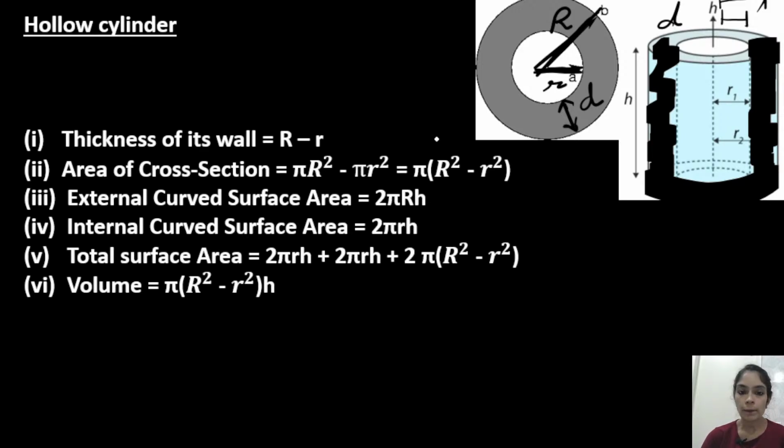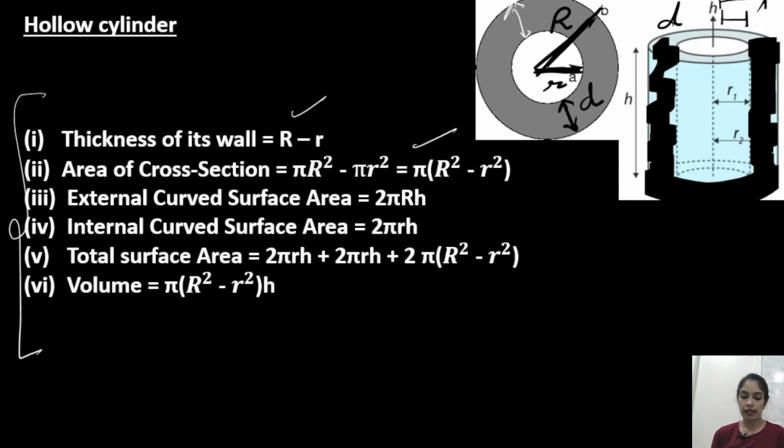Thickness of its wall means this part. We can find this with the help of this formula, capital R minus small r. Capital R is the outer radius or external radius. Small r is the internal radius. So area of cross section is this. You can make a note of all these formulas, or as of now you can take a screenshot. After this we are going to start our exercise.